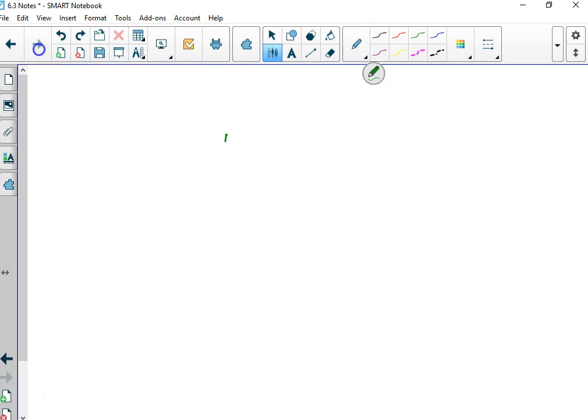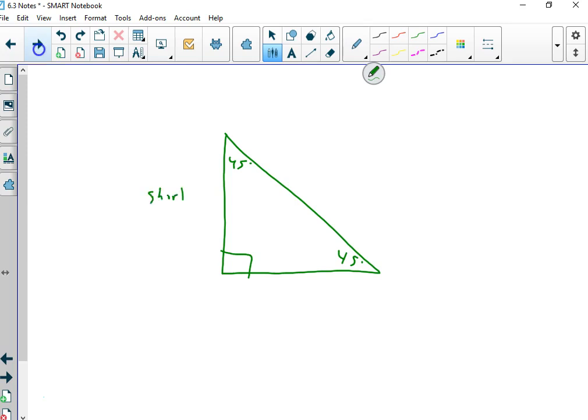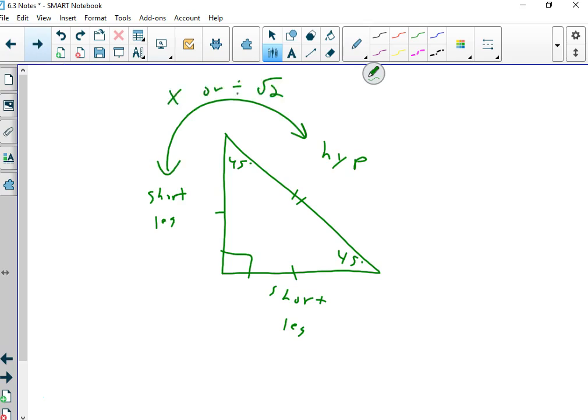So real quickly, like we did the previous one, we have a 45, 45, 90. And you have a short leg and a short leg. They're the same. Hypotenuse is different. The relationship is going to be back and forth, multiply or divide by radical 2, depending on which direction you're going. And that's it.